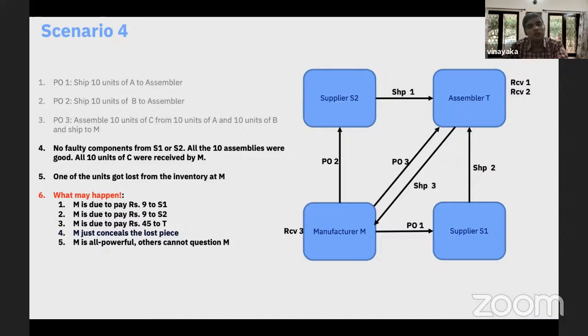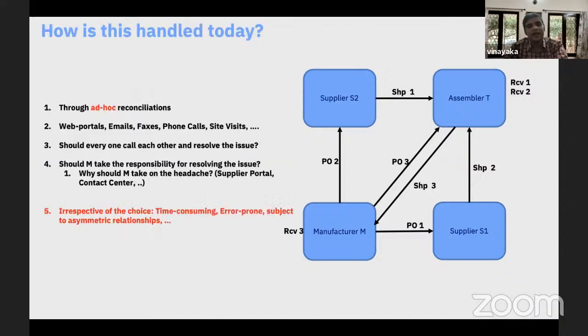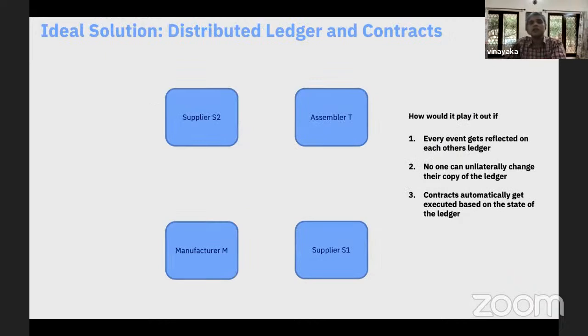So let's see what we would ideally like. Ideally, what we would like is that everybody, each one of these players, is maintaining a ledger of all the events that are taking place, okay? And we have a guarantee that no one can unilaterally change just their copy of the ledger. If they try to do so, they will get caught, okay?